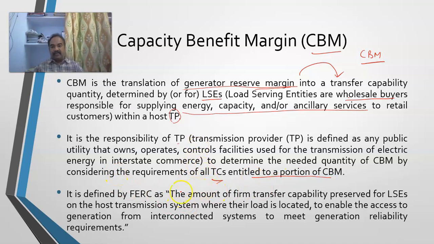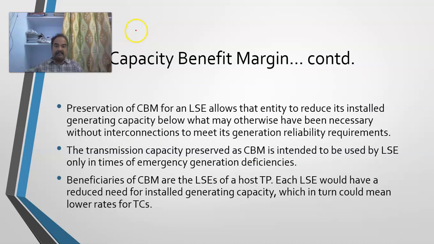As defined by FERC, it is the amount of firm transfer capability reserved for load serving entities on a host transmission system where their load is located, to enable access to generation from interconnected systems to meet generation reliability requirements. So this is the definition of CBM as defined by FERC.